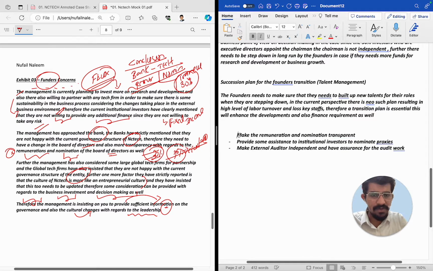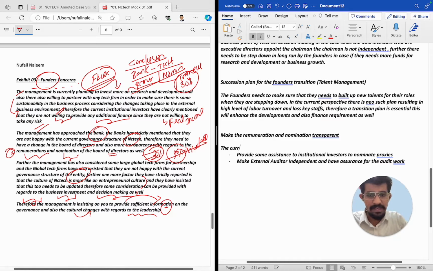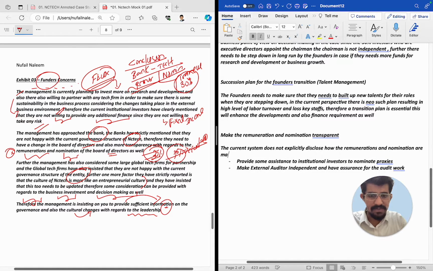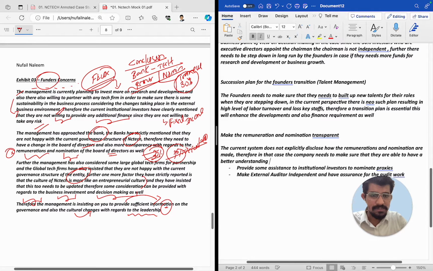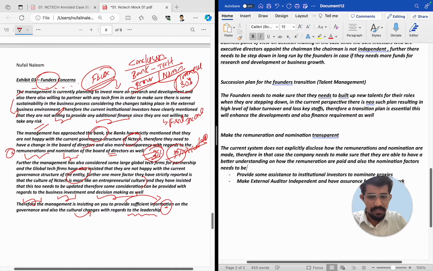And the next one, students, make the remuneration and nomination committee transparent. The current system does not explicitly disclose how the remunerations and nominations are made. Therefore, the company needs to make sure there is a better understanding of how the remunerations are paid, and also the nomination factors need to be disclosed.